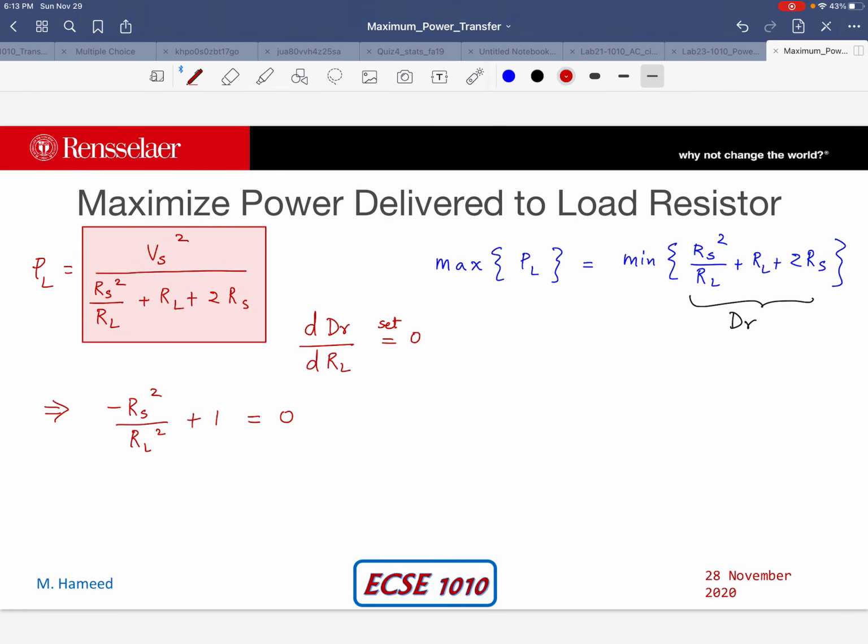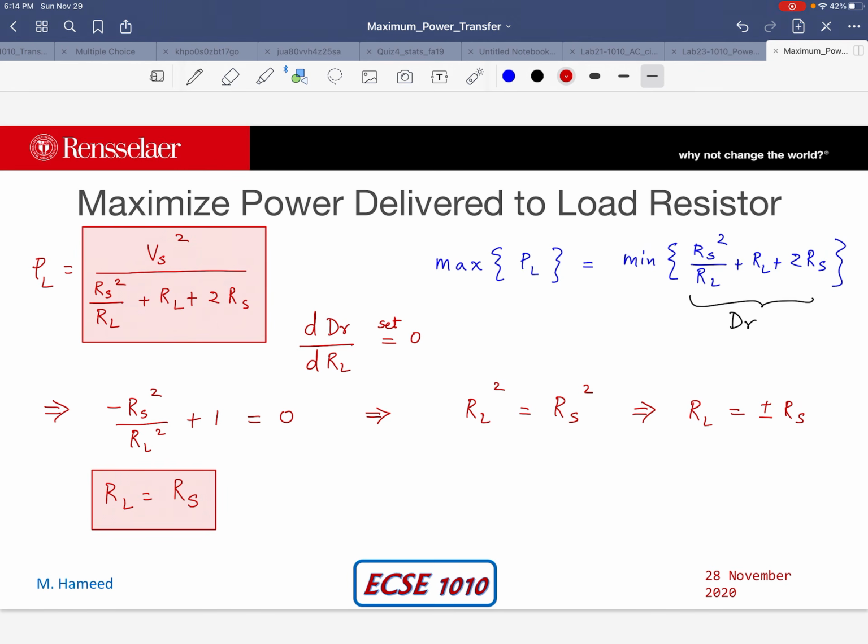And that needs to be set to 0, which implies that RL squared equals Rs squared, which also implies that RL equals plus or minus Rs. And resistors are positive quantities, so the only result that I need to worry about is RL equals Rs, and that would be the condition for the load resistor for maximum power being delivered to the load.